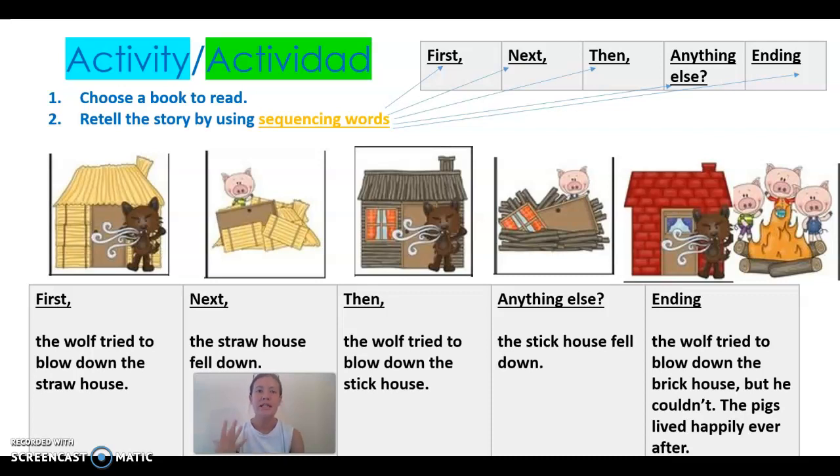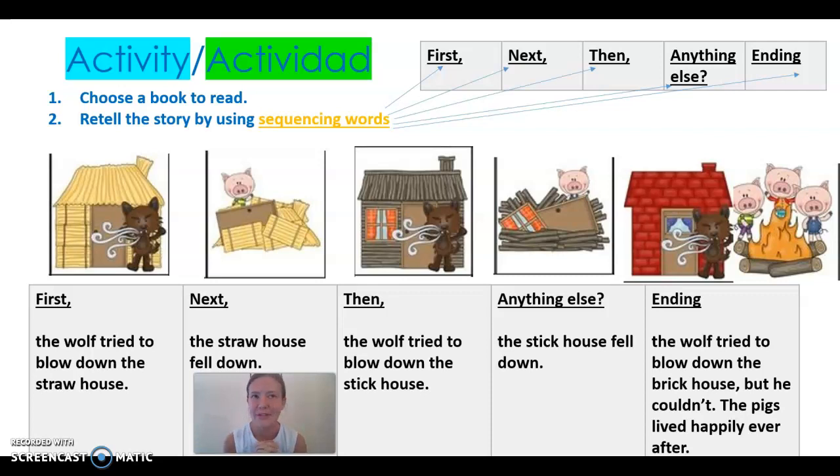So, what you guys are going to do today is continue to practice retelling by using your sequencing words. First, next, then, anything else, and then the ending. So you're going to choose a book to read. You can read this on your own or have someone read it to you. And then you're going to retell the story by using sequencing words. You're going to get a piece of paper, put boxes just like I did. And you're going to write your sequencing words. You have all your letters here, so you can just copy them right down. And then using words or pictures, you're going to write what happened in the story, in your story.